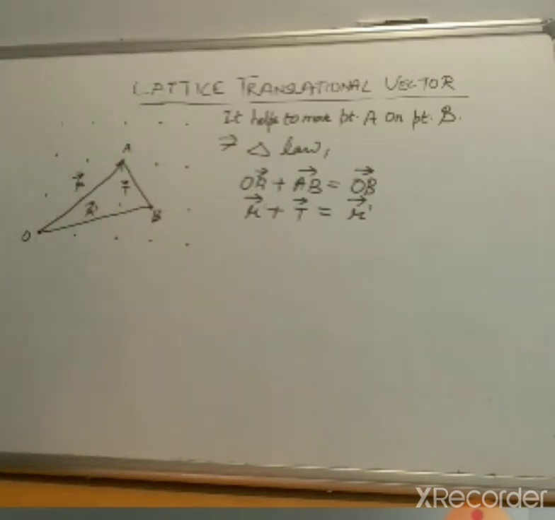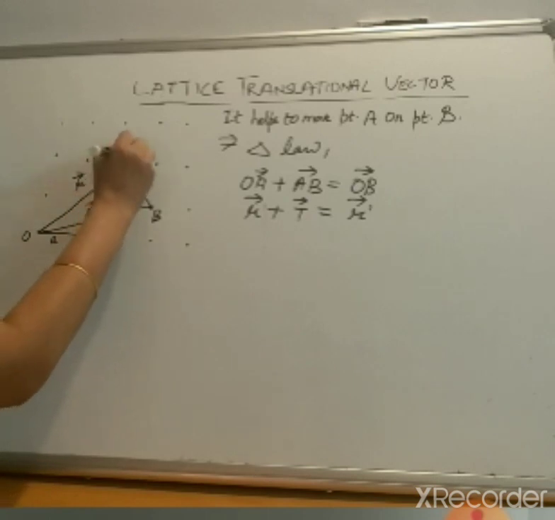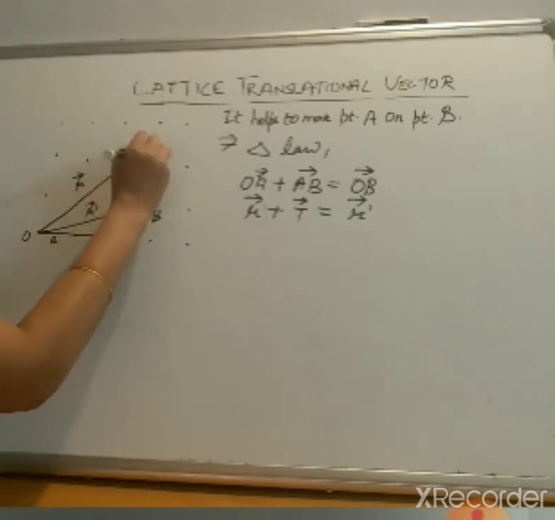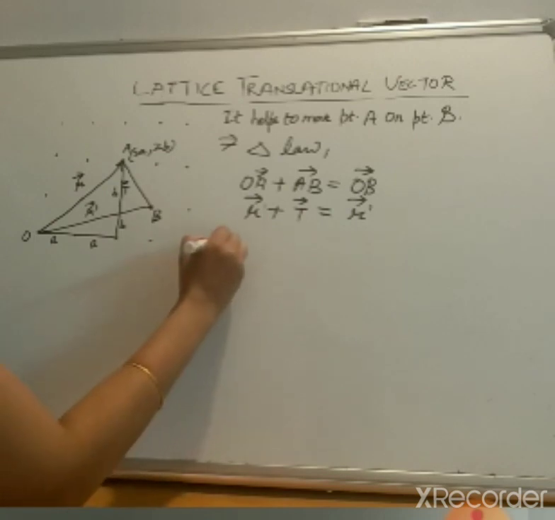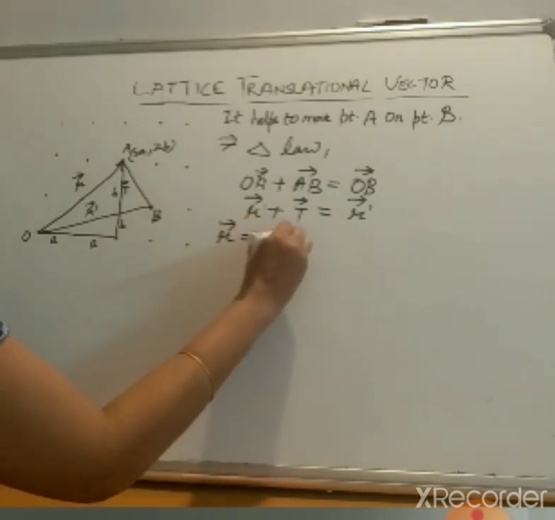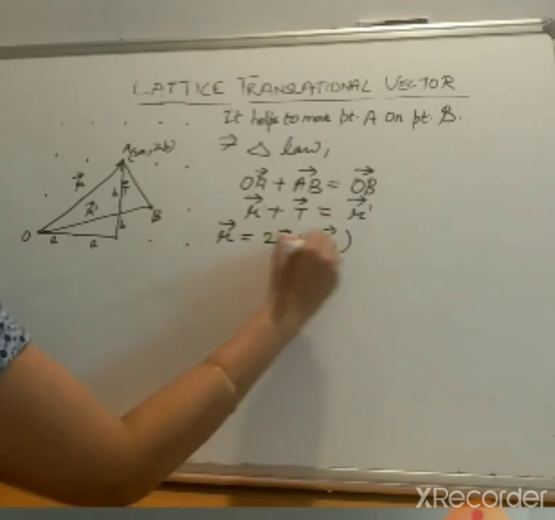Now we have to find the coordinates of point A. As we know that in a lattice, all the points are in a periodical arrangement. So the distance from this origin to this point, let it be a. This will be again the same a. And let the distance along this axis be b, from this point to this point, and this point to this point, it will be again b. So coordinates of point A will be 2a and 2b. So R vector will be 2a vector plus 2b vector.